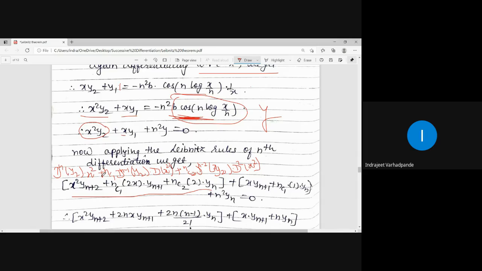Are you seeing the step properly, what I have written in the red ink? Is it understandable? If you have observed me while writing, then it is very clear. Is this point okay? Similarly for the second term, x into y1, this step will come. And the nth derivative of n square y will be n square into yn simply. Clear?